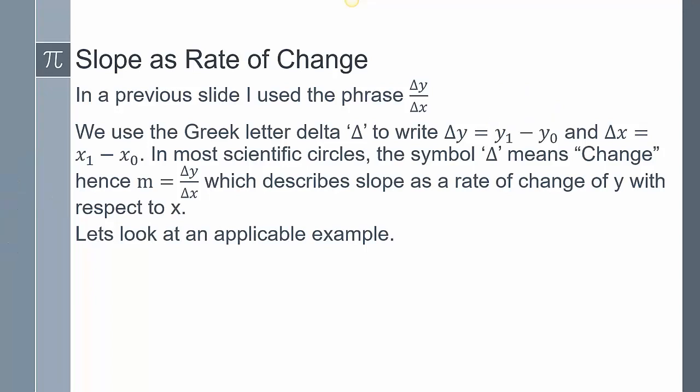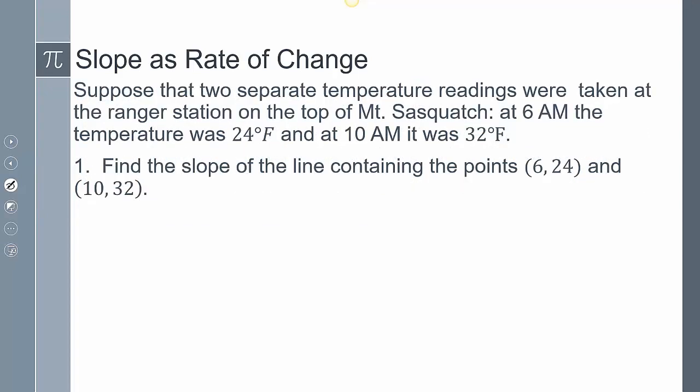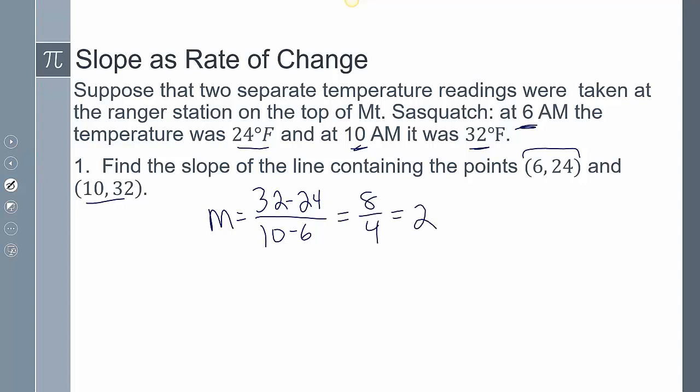So let's take a look at a few examples. Suppose that 2 separate temperature readings were taken at the ranger station on top of Mount Sasquatch. At 6 a.m., the temperature was 24 degrees Fahrenheit, and at 10 a.m., it was 32. So find the slope of the line containing these points. Because at 6 a.m., it was 24, so there's point 1, and at 10 a.m., it was 32, so there's point 2. And so I could find the slope, m equals 32 minus 24 over 10 minus 6. And so that's going to be 2.